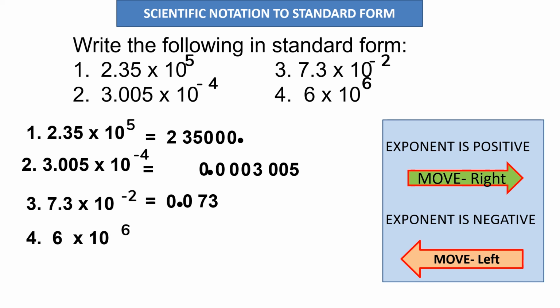Number 4. 6 times 10 raised to 6th. The exponent is positive, so we will move to the right, 6 units to the right. So we have 6, move the decimal point 6 units to the right. 1, 2, 3, 4, 5, 6. Then place 0. So the answer will be 6 million.